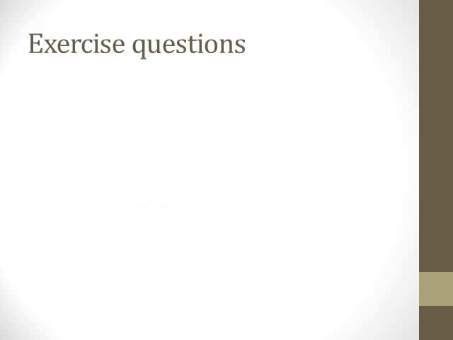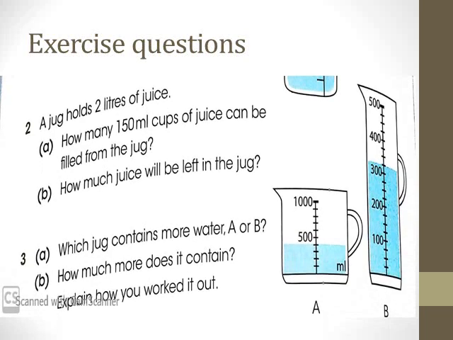So we are going to complete the exercise questions of the book. Yesterday we completed questions number 1 and 2, and today we are going to start with question number 3. We completed question number 2, where a jug had 2 liters of juice, and we divided 2000 by 150 and got the answer of 13 cups, and 50 ml of juice will be left in the jug. I hope there is no doubt in question number 2.